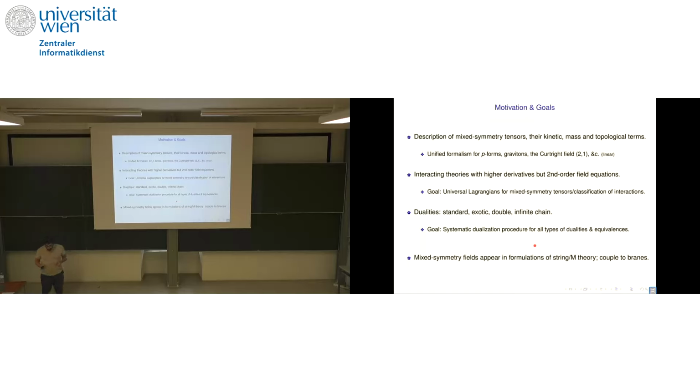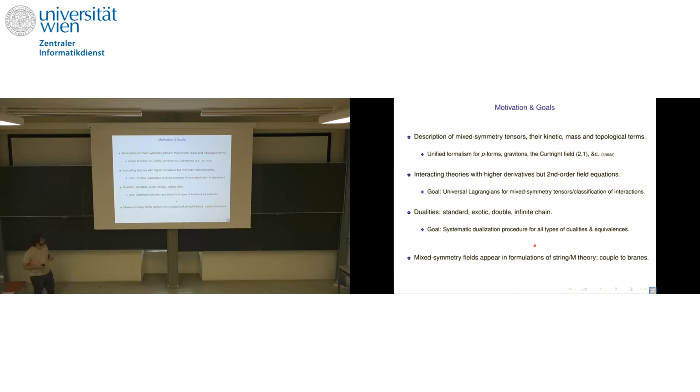First of all, we are interested in these mixed symmetry tensor fields, which I will describe later, but you have already heard something about this on Monday in the talk of Henning Samtleben. Basically, we would like to find a better description of their Lagrangians, in particular their kinetic terms, maybe their mass terms and topological terms, and have a unified formalism that takes together these mixed symmetry tensors and P-forms. And of course, these mixed symmetry tensors include gravitons, include the Curtright field, which is a (2,1) tensor that we heard about on Monday. And, of course, I should say here that most of the time I will be dealing with linear theories.